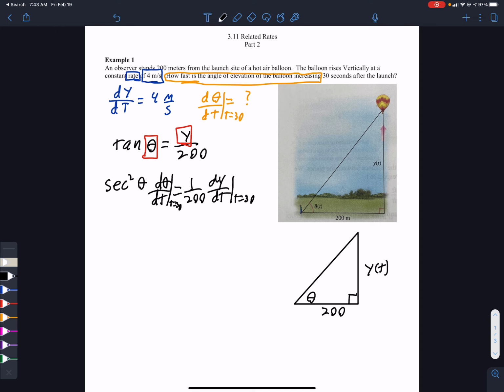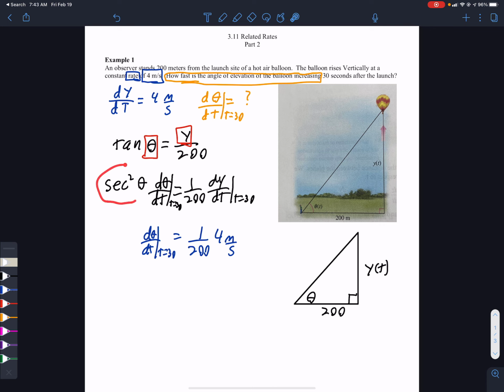Now we have to fill in everything we know. dy/dt, that's 4. That's easy. That's always 4 meters per second. 1 over 200 is a constant. That's not going to change. dθ/dt, that's what we're trying to find, so I'm going to leave that there.